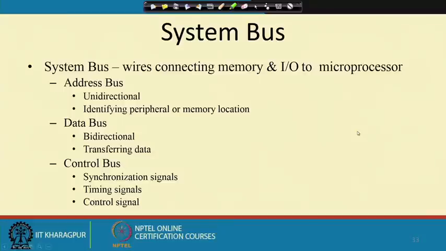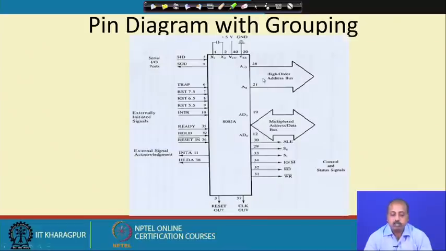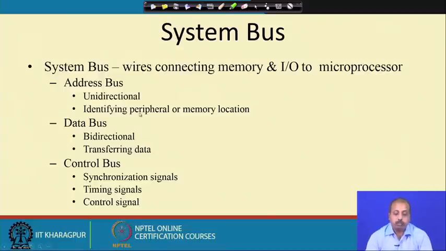If we look at the wires that we have in the system, that gives rise to something called the system bus. These are the wires that connect the memory and the IO devices to the microprocessor. The address bus is unidirectional and it identifies peripheral and memory location. You can see A8 to A15 going out from the processor, and similarly the multiplexed address data bus, when it acts as the address bus, is going out of the processor. So, this address bus is unidirectional, an output from the processor, and it is used for identifying the memory location from where the value has to be read or where the value has to be written, or the peripheral device that has to be accessed for the operation.